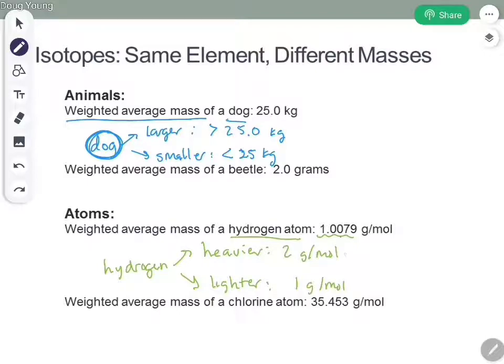And so there are some hydrogens that weigh different amounts, but they're still all hydrogens because they have the same property, and they're defined by the fact that they have the same number of protons. In hydrogen's case, just 1 proton.